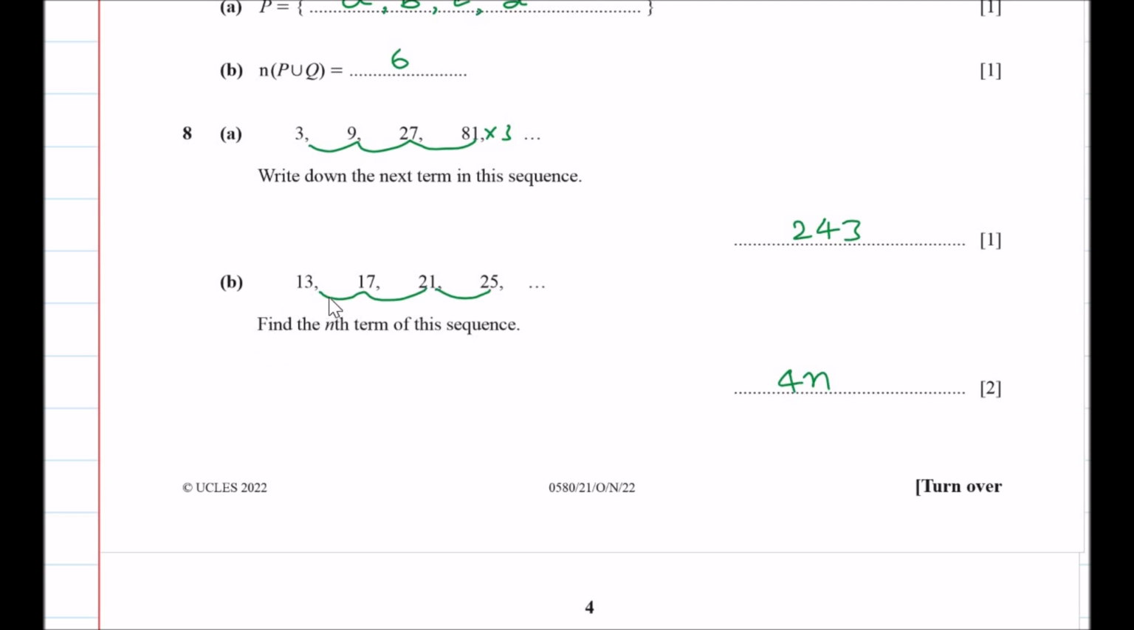Now what will come here? We have to add or subtract. We'll see. Go one step back. So 13 minus 4 comes 9. 9 is positive, so we'll add here plus 9. If you would have got minus 9, then we'd subtract 9 from 4n. So 4n plus 9. That is the answer.